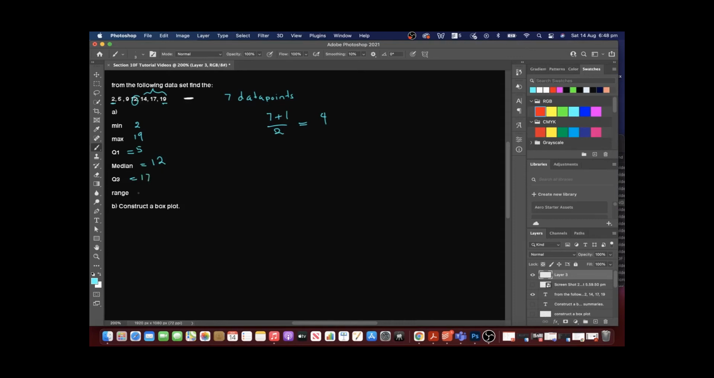Our range is going to be equal to our highest value less our lowest value, which is 19 minus 2, which is equal to 17. Okay, so now we can construct our box plot. The range isn't really needed for the box plot, but it is part of the question, so we'll just do it. First thing we want to do is draw our scale.